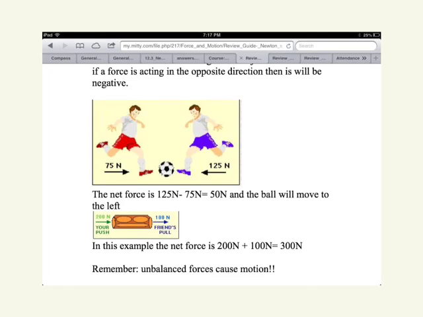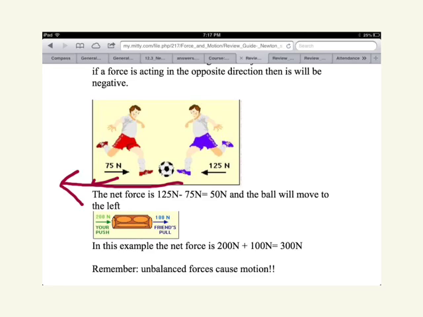Let's have a look at the example of the two footballers. The guy in the red shorts is going to kick the ball with a force of 75 newtons. Coming from the opposite direction, there's the blue shorts guy kicking the ball with a force of 125 newtons. So the net force on the ball is going to be 50 newtons. You're going to simply subtract those, which means that the ball is going to move this direction. You can see the ball goes from stationary to moving because it is subject to a net force.